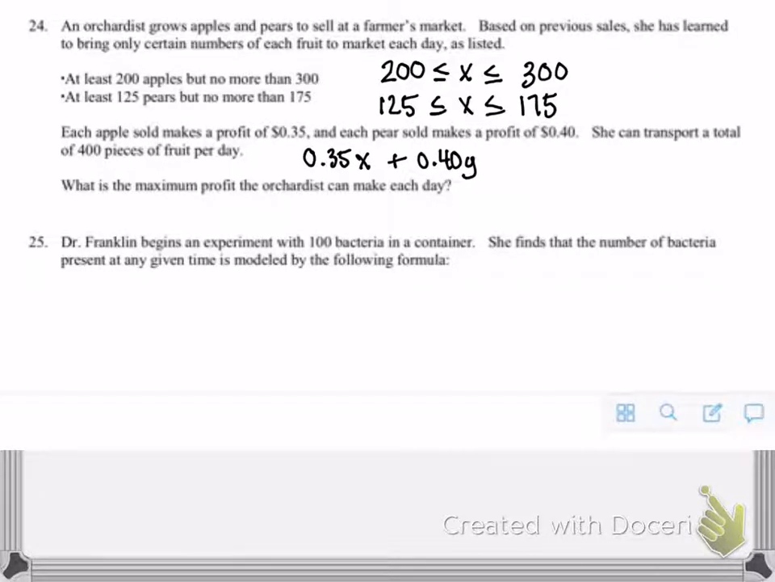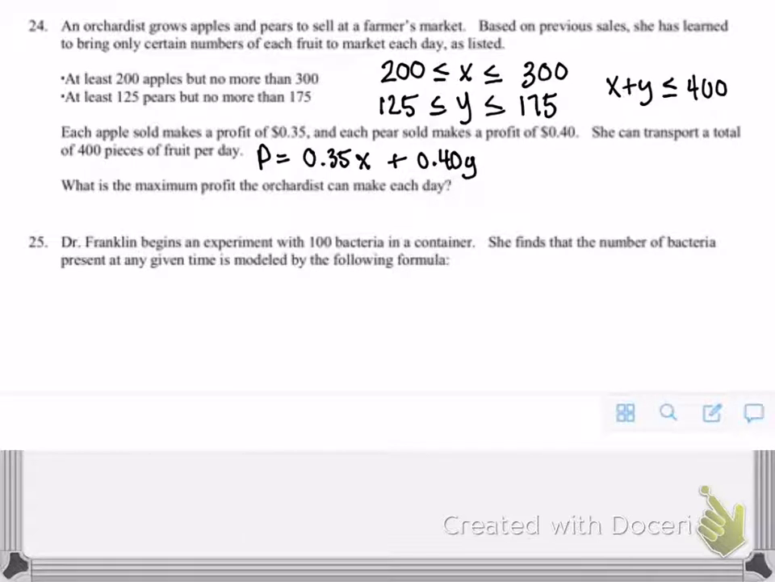So, sorry, I made this an x before. Let's fix that. So the x's and the y's together, we can only do 400 a day. So that has to be less than or equal to 400. All right, what's the maximum profit the orchardist can make each day? Well, our profit is represented by the amount of fruit that we sell and how much it costs. So the money equation down here, profit equals 35 cents x plus 40 cents times y.